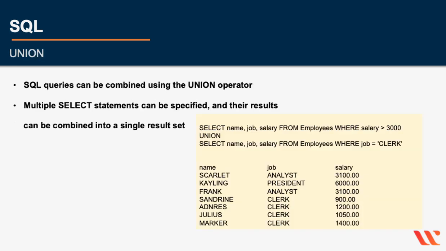Union. SQL queries can be combined using the union operator as well. If you have 2 separate SQL queries and you want to combine them, you can use the union operator. So here you have select name, job, salary from employees where salary is greater than 3,000, and then a second select statement, select name, job, salary from employees where job equals clerk. When you do a union, it basically gets the results from the first query and then combines it with the results from the second query.